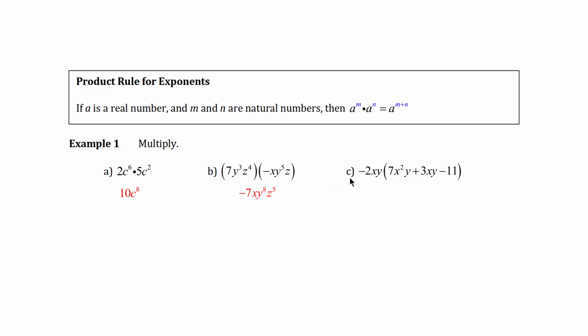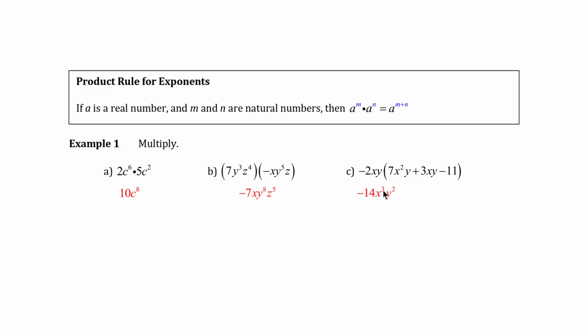For part C, we have negative 2xy times the parentheses 7x squared y plus 3xy minus 11, close parentheses. What we need to do here is distribute the negative 2xy inside the parentheses to each of the terms. I'm going to start by multiplying negative 2xy with the 7x squared y. We get 7 times negative 2 is negative 14. X times x squared is x cubed. Y times y is y squared.